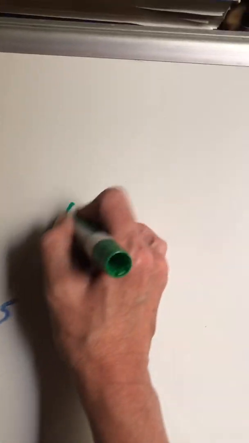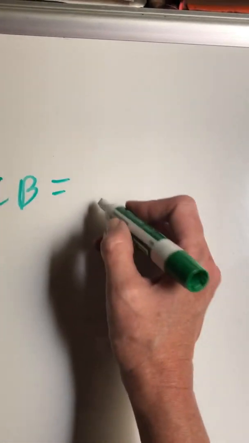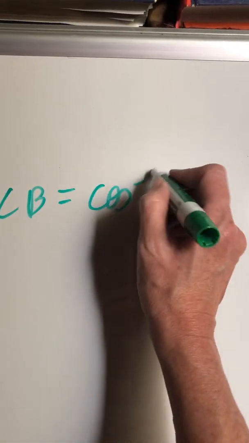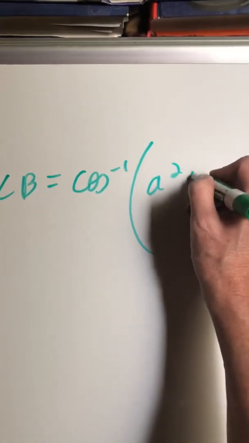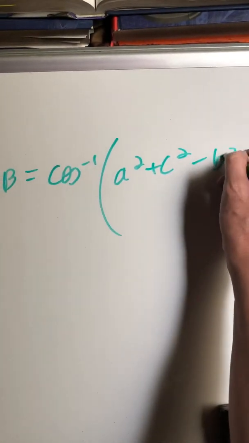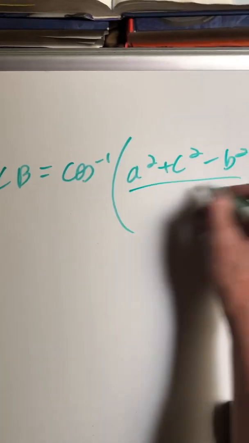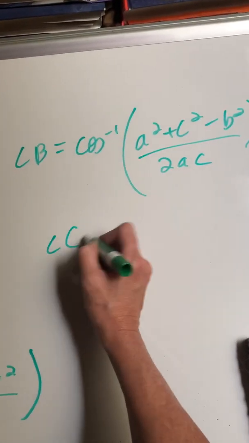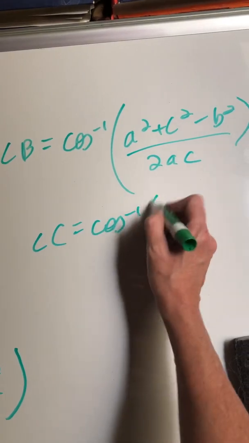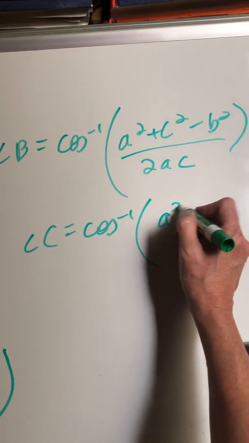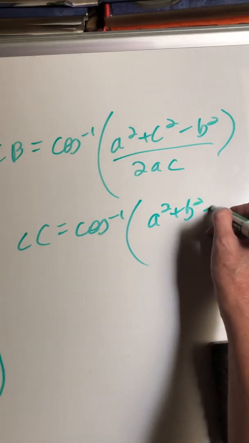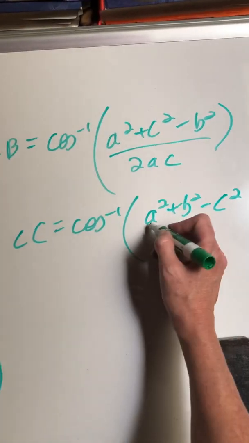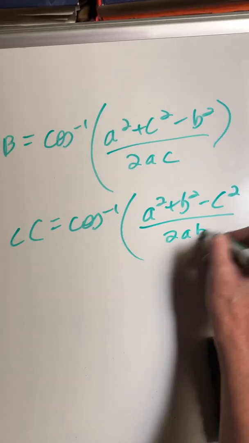Again, it's more of a pattern than a formula, so I want to show you all the patterns. If I want angle B, it would be the inverse cosine of side A squared plus side C squared, minus side B squared, because I'm looking for angle B, over 2 times A times C. It's a pattern. If I want angle C, it would be inverse cosine of side A squared plus side B squared, minus side C squared, over 2 times A times B.